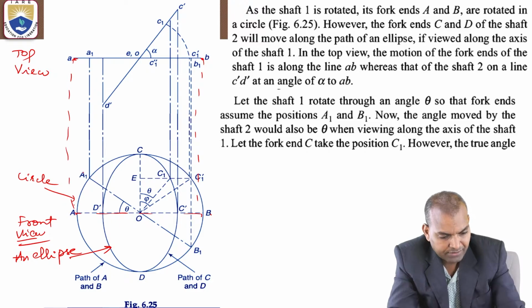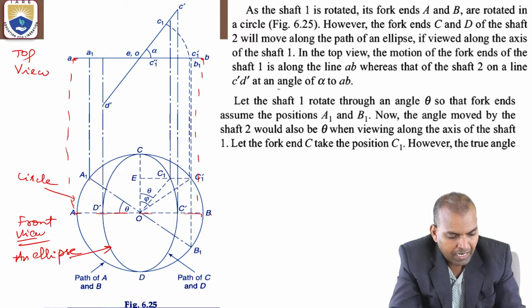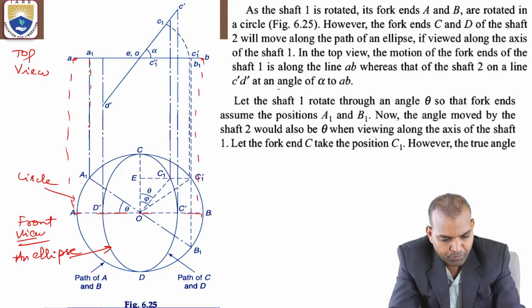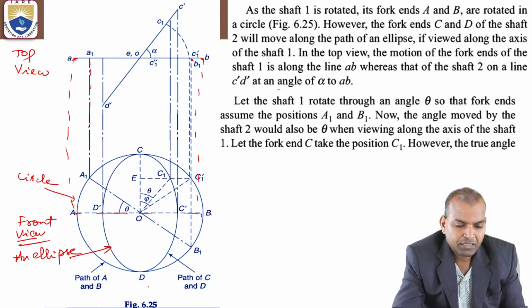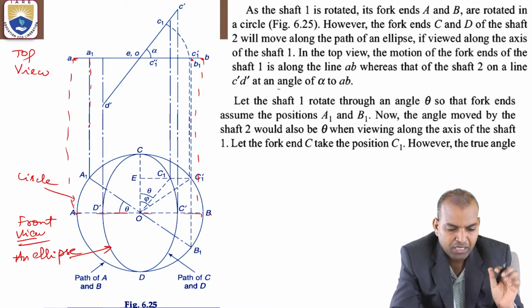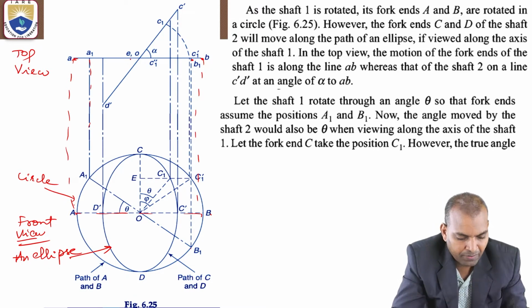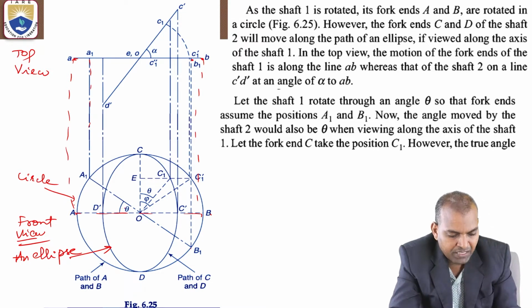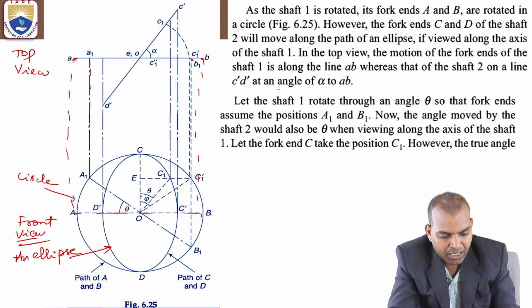When we project it to the top view, with an inclination theta, this is A1. And this is the B1 point. But the output shaft moves with the inclination alpha. Very important: if it is theta, the CD also moves in the direction theta.